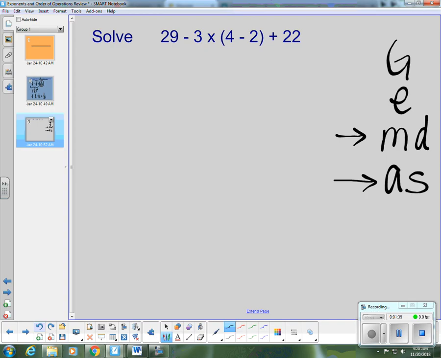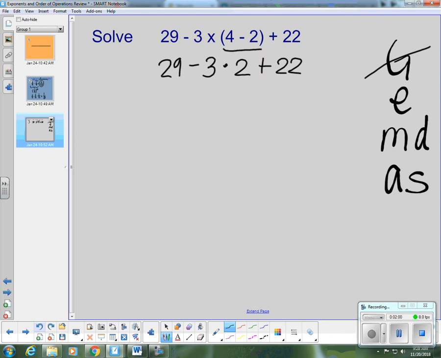So we're going to start with our G, our grouping symbols. So these are parentheses. Do we see any parentheses? Yep, we're going to go ahead and underline the 4 minus 2. 4 minus 2 is 2. We bring everything that is not underlined down. Any more grouping symbols? Nope.